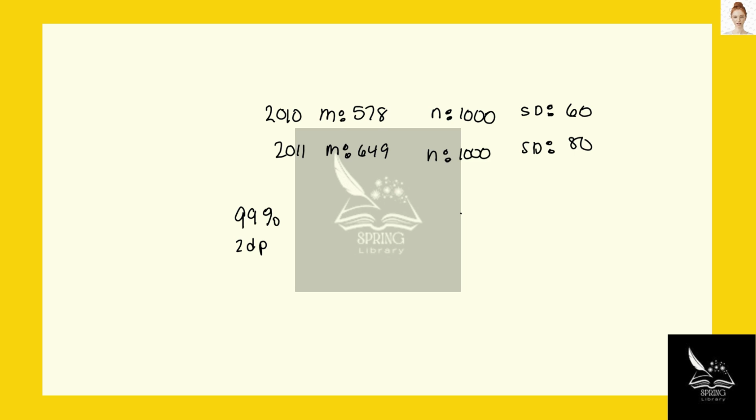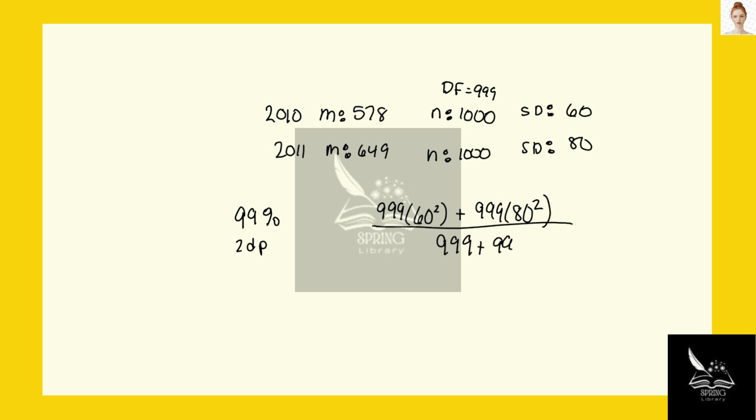So the first thing that you have to do is pool the variance. The degrees of freedom for both of them is 999. So you take 999 multiplied by your standard deviation of 60 squared, plus 999 times your standard deviation of 80 squared. You divide that by 999 plus 999, and you get a pooled variance of 5,000. And then you find the square root of 5,000, and that equals 70.71.